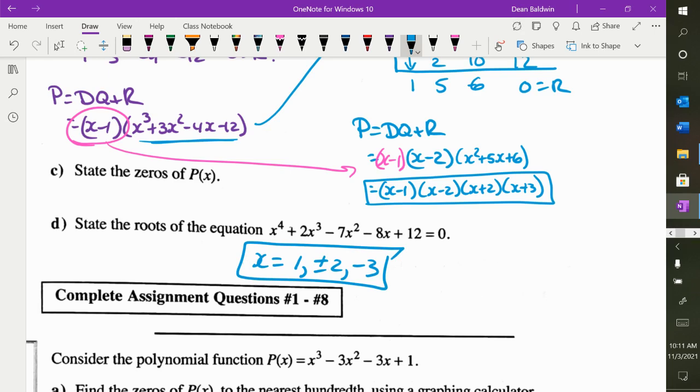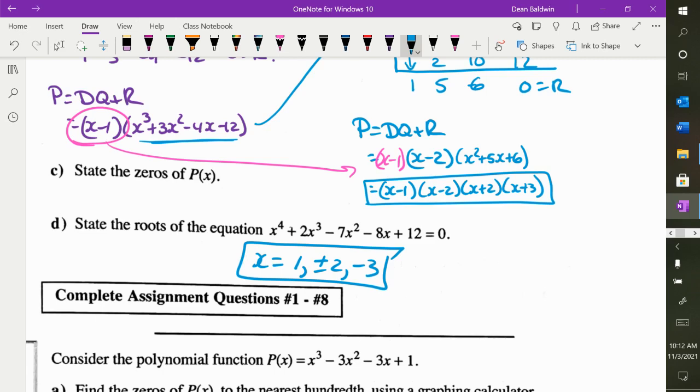That's it. Yep. When we're writing that, do you want it in order, instead of listing x plus 3 and x minus 1? Oh, I don't care about the order. Because you're just multiplying, it's irrelevant. What about the possible zeros plus or minus 6 and plus or minus 12?